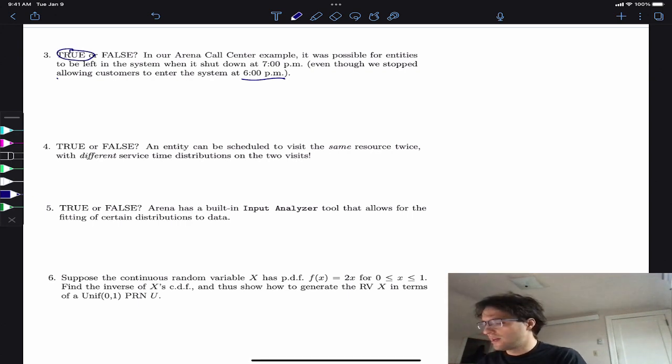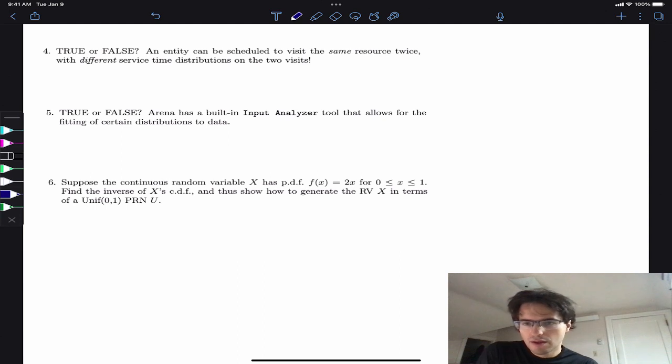But more broadly, you can imagine in other simulation settings, like a store that stops letting customers in at 6 p.m., the existing customers might still be lingering around the store later. So if you look at it from that lens, this would also be true. Most systems, depending on the behavior of the entities, can have things happen in a long tail fashion and extend later.